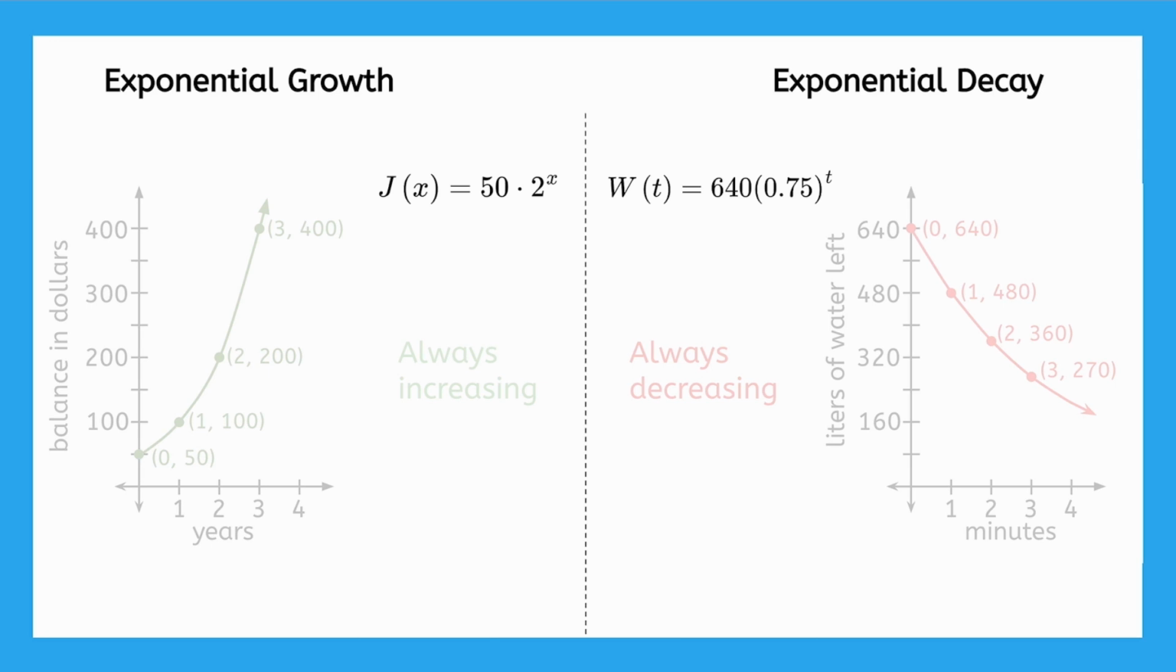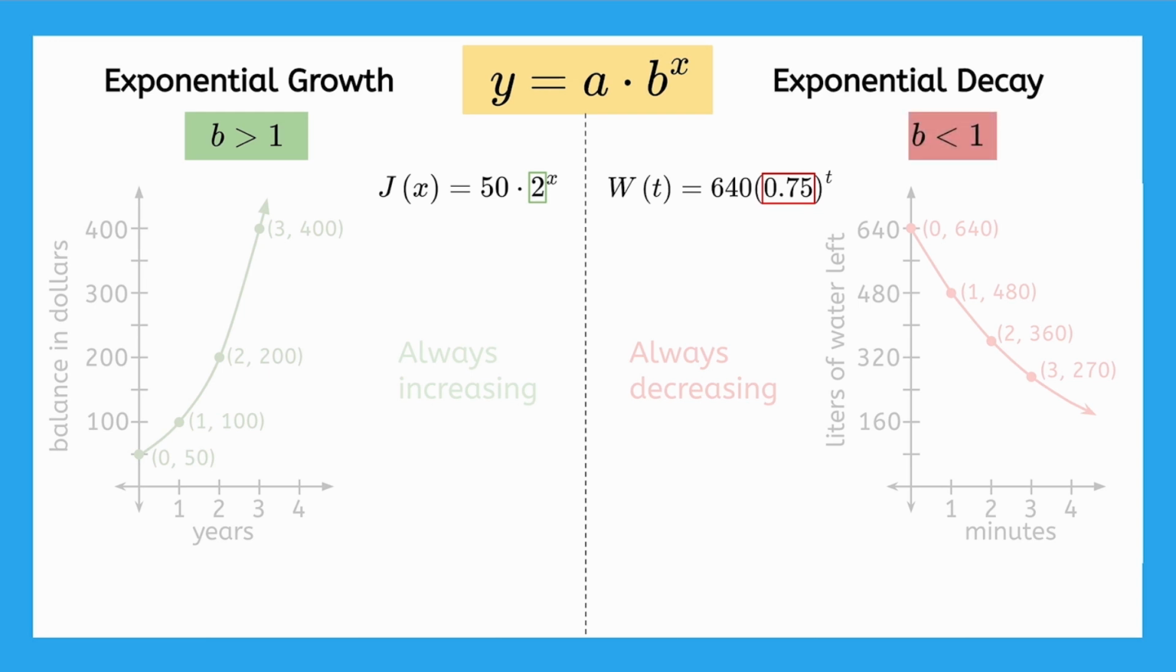For J of x, the outputs were growing because they were being multiplied by 2, which is a number greater than 1. Therefore, for any exponential function in the form y equals a times b to the power of x, if b is greater than 1, the function will grow. In W of t, the outputs were getting smaller because they were being multiplied by 0.75, which is a number less than 1. Therefore, if b is less than 1, the function will decay. However, in exponential functions, we only use positive bases, so b also needs to be more than 0.